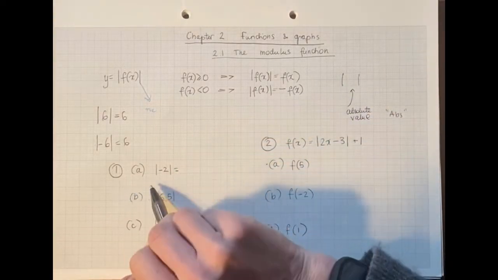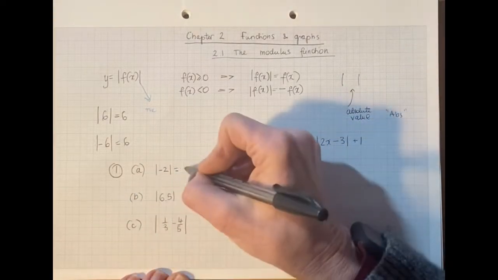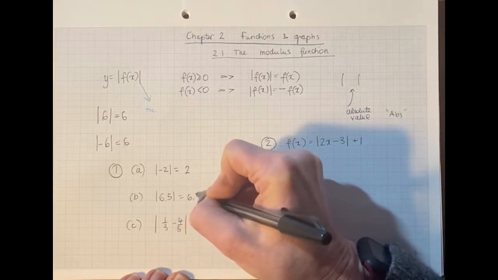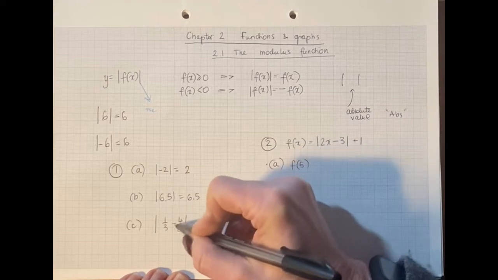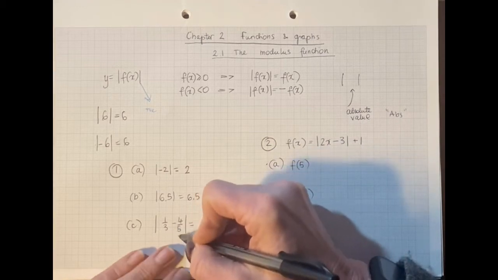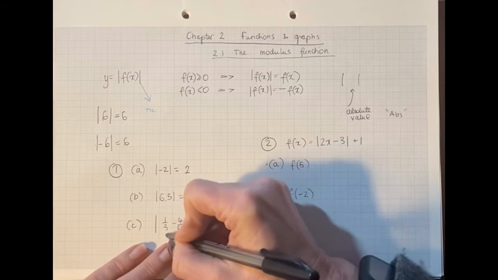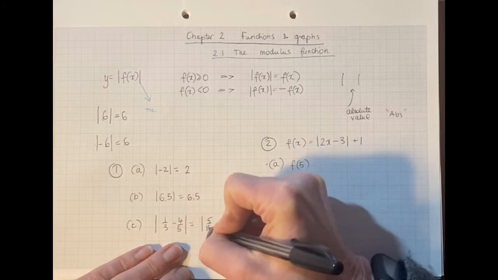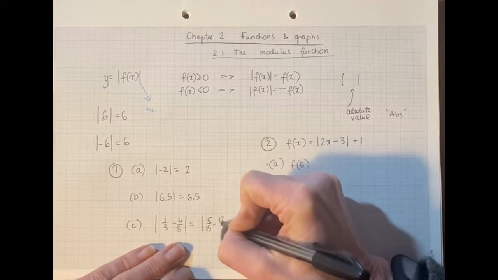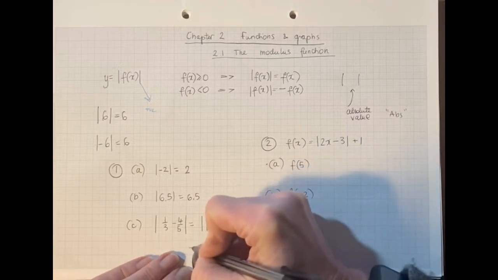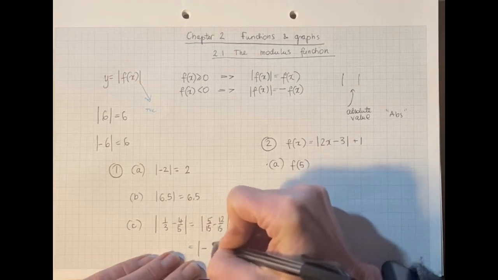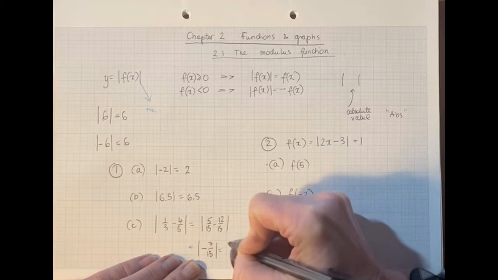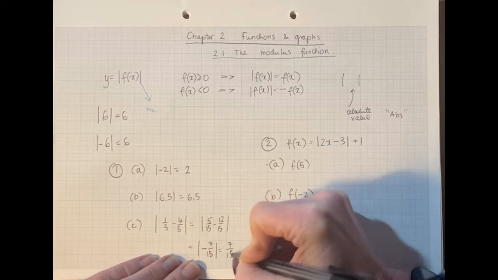So in example 1, we're going to find the modulus of minus 2, that's simply 2. The modulus of 6.5, that's simply 6.5. And the modulus of a third minus 4/5. So work it out. A third minus 4/5 is 5/15 minus 12/15. So this is the same as modulus of minus 7/15. Since modulus turns negative numbers to positive, it's 7/15.